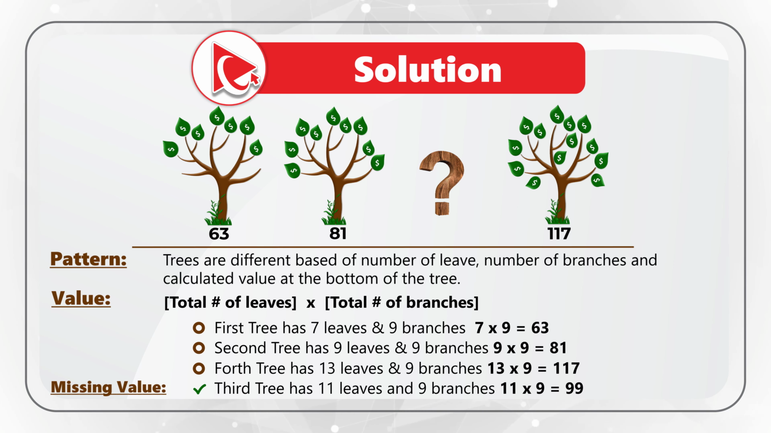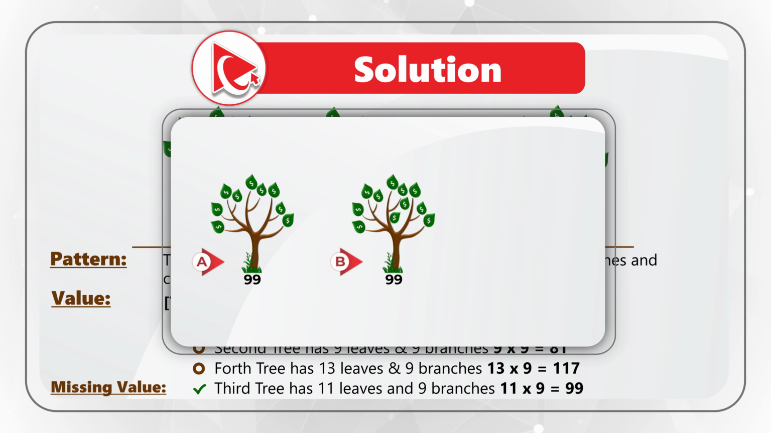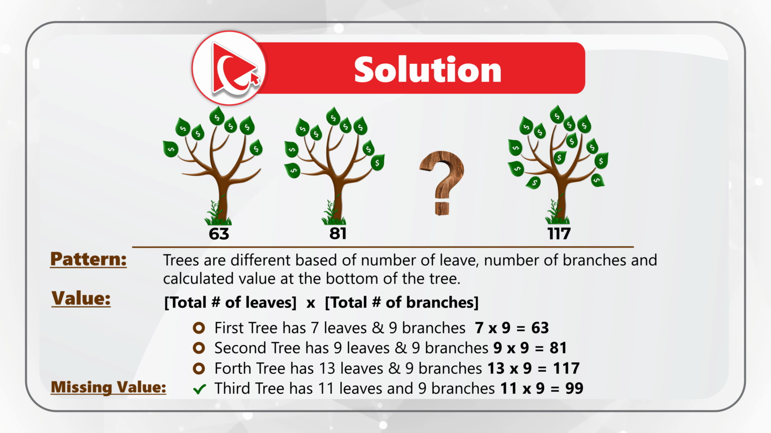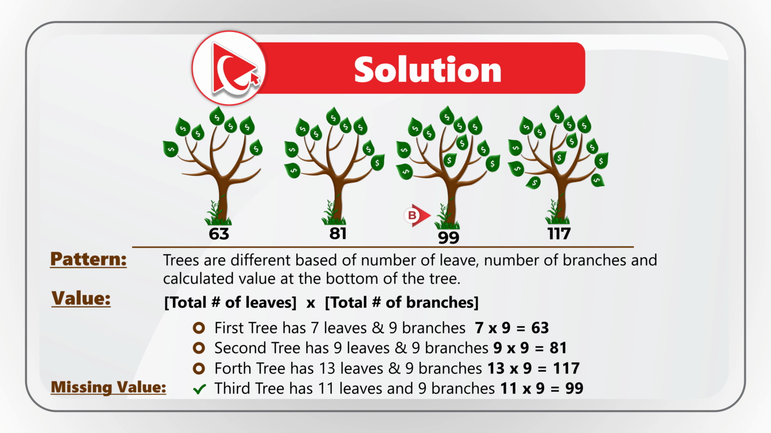What's interesting here is that choices A, B, and C all have a value at the bottom of 99. But the correct choice here is only choice B, because only choice B has 11 leaves and 9 branches, and multiplying 11 by 9 equals 99, which matches the formula. So the correct choice here is choice B. Hopefully you've nailed this question and now know how to answer similar problems on the test.